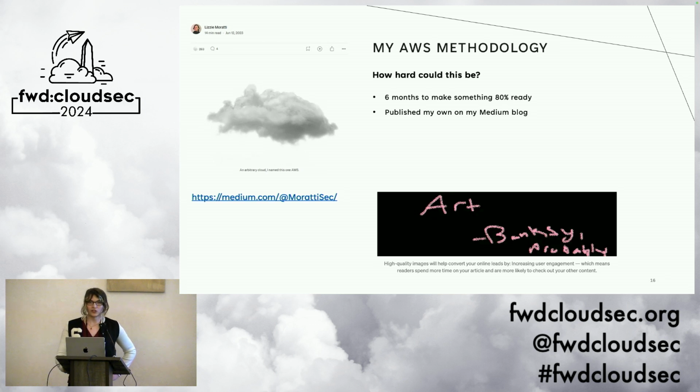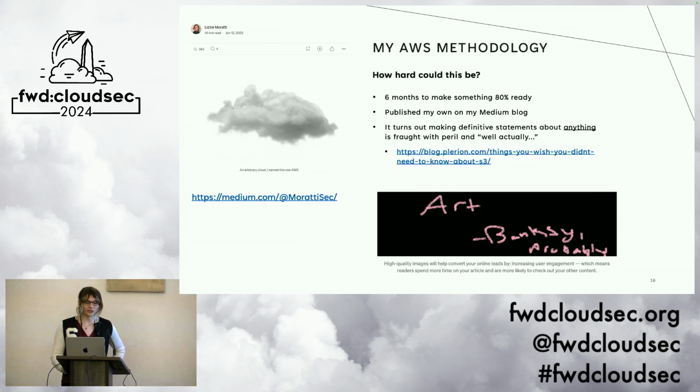But the reason that it takes so long to create documents like this is because it's really hard to make definitive statements about the cloud. Because there's people like Daniel Grzelak who are going to come across something weird in S3 and then write a whole blog post about things that contradict what you would assume to be things you could make claims about.